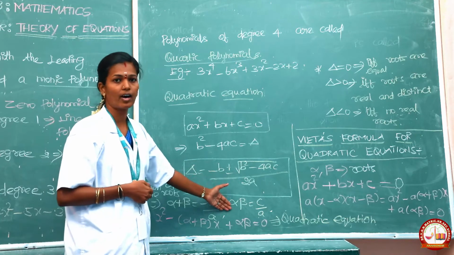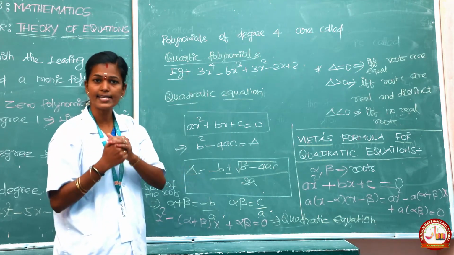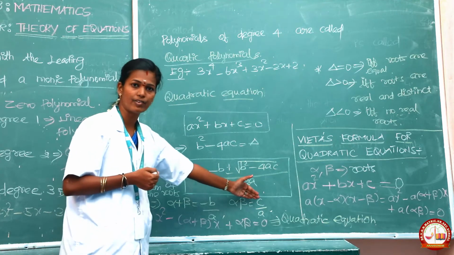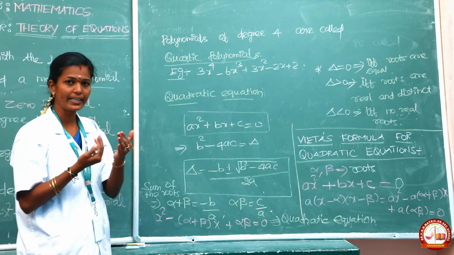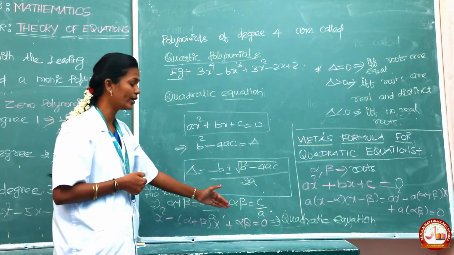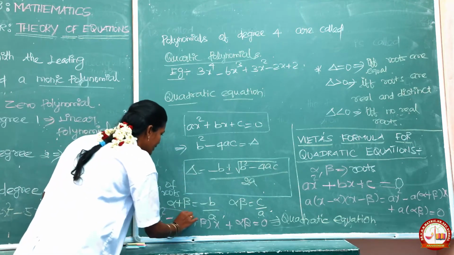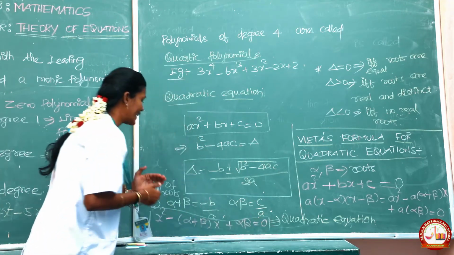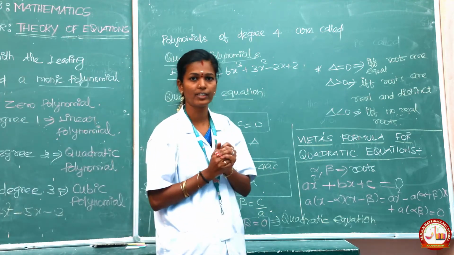This is the product of the roots. We multiply the two roots, one is alpha, another is beta. So alpha beta is equal to c/a. So the quadratic equation may be given as x^2 - (alpha + beta)x + alpha beta = 0. This is the quadratic equation by Vieta's formula: x^2 - (alpha + beta)x + alpha beta = 0.